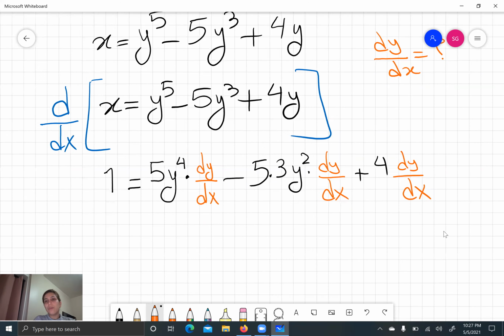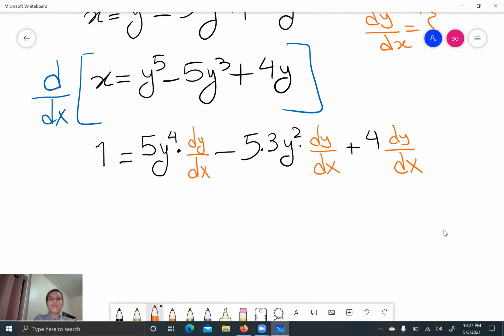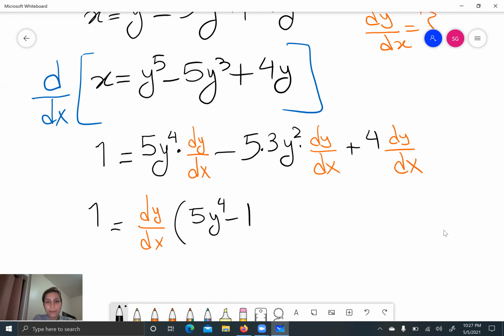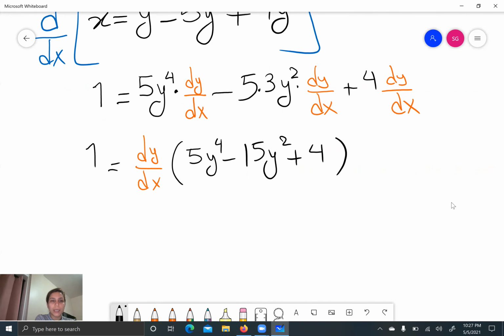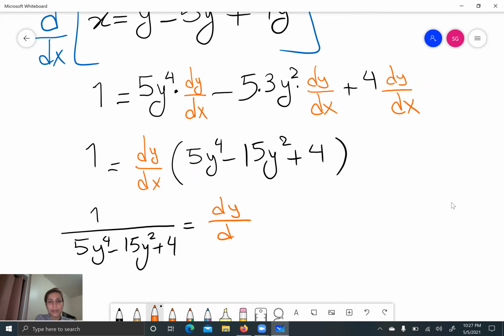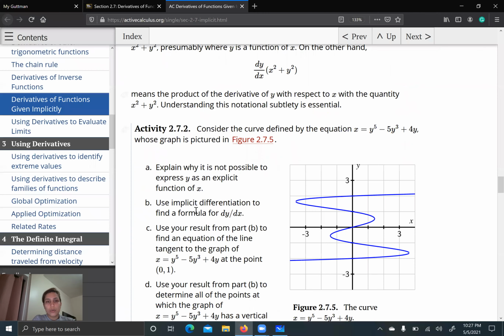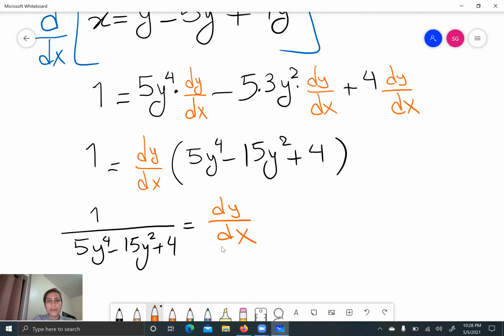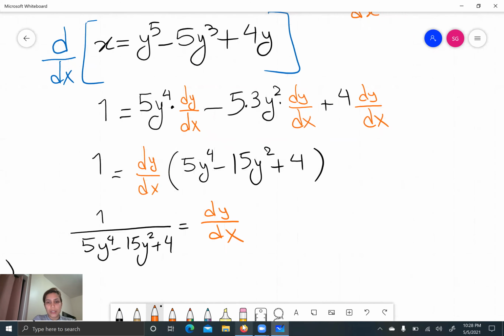Okay, so we are looking for the derivative of y with respect to x. We can solve this equation for dy/dx. Let's factor it. If we factor out dy/dx, on this side we have 1, and on this side we are going to have 5y to the 4th minus 15y squared plus 4. So dy/dx is going to be, dividing both sides by this, 1 over that, which is the derivative of y with respect to x. That's it. So we found a formula for the derivative of y with respect to x using implicit differentiation.